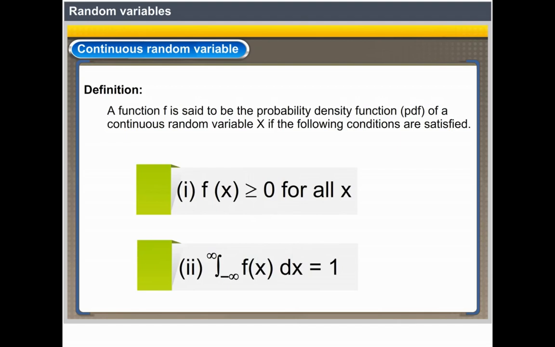We have to notice it clearly here. If our problem occurs with summation, that is called discrete. If our problem comes with integration, that is called continuous.